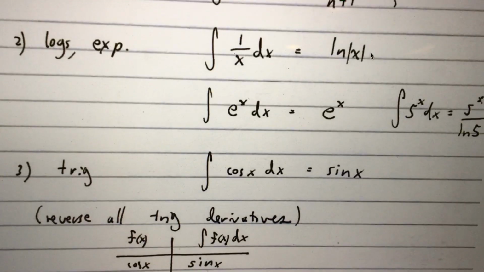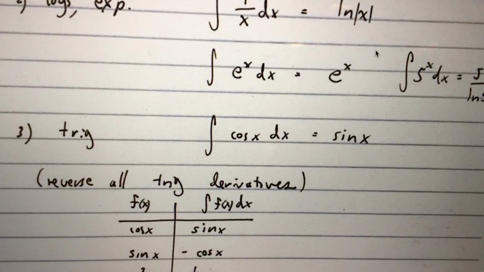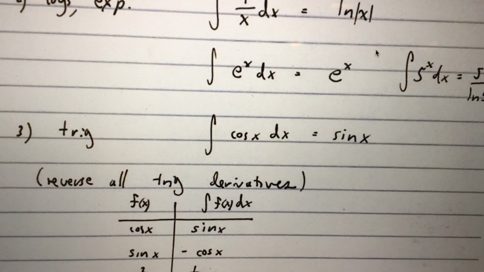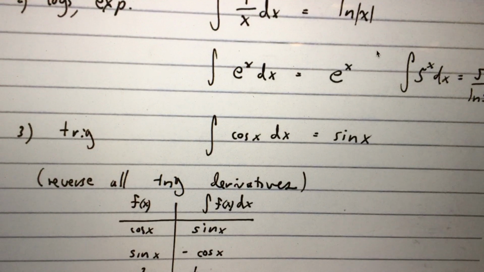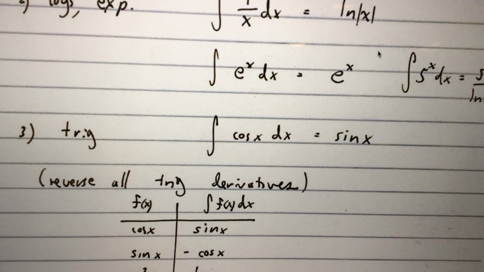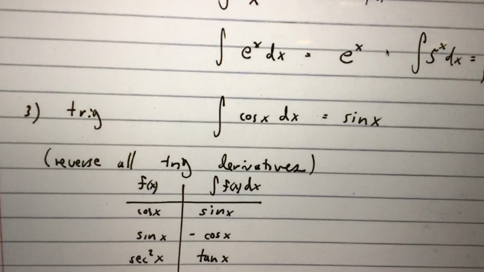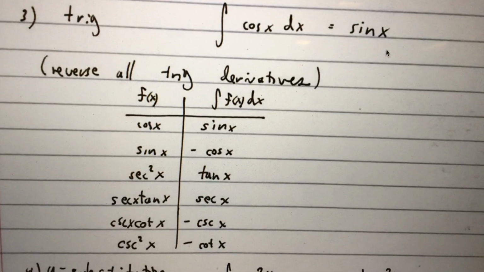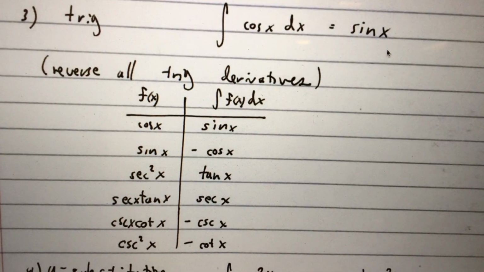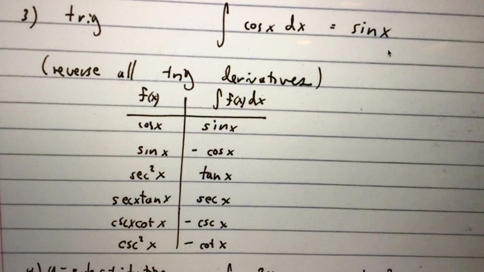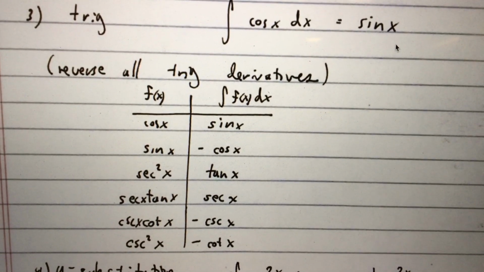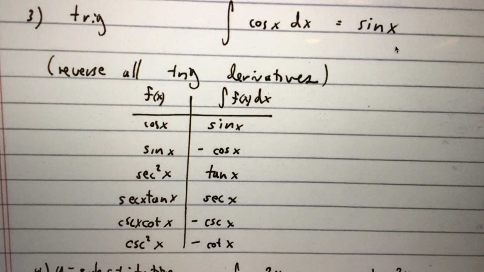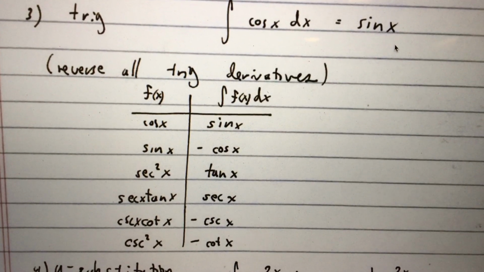And for trig, the main one to remember is that it reverses the usual derivative. So the integral of cosine, or the antiderivative of cosine, is sine. And you can basically reverse all of the trig derivatives. You write the chart backwards from the one that you have for derivatives. Cosine goes to sine, sine goes to negative cosine, secant squared goes to tangent, and so on.